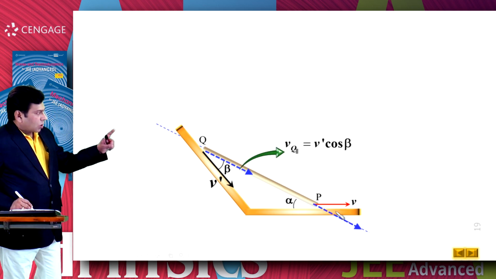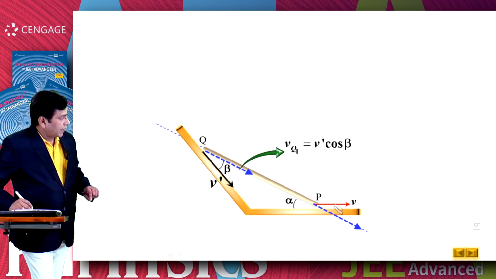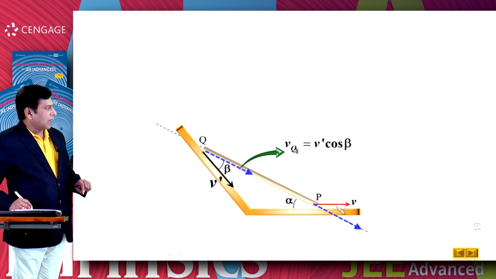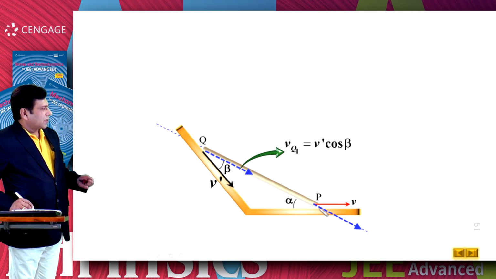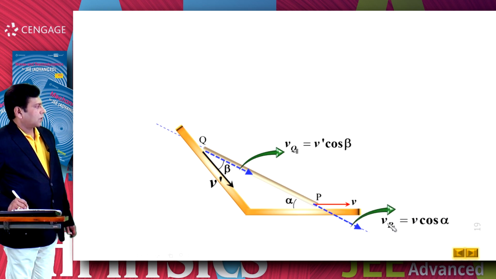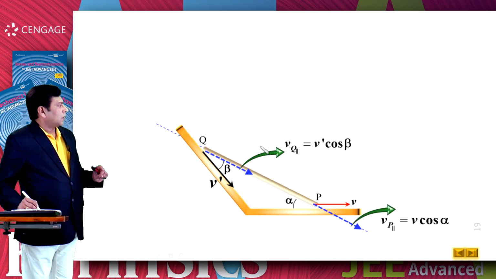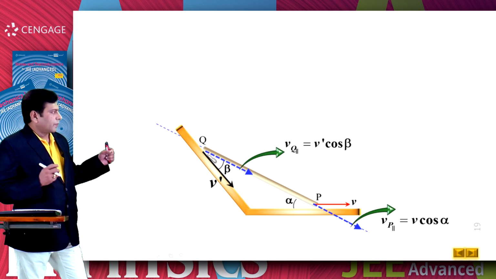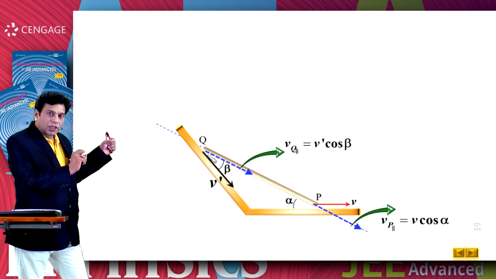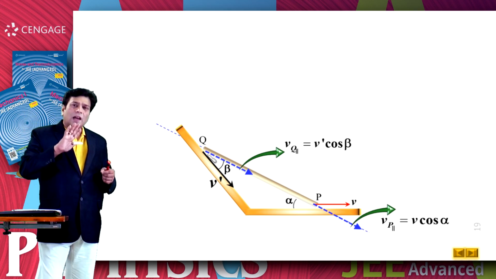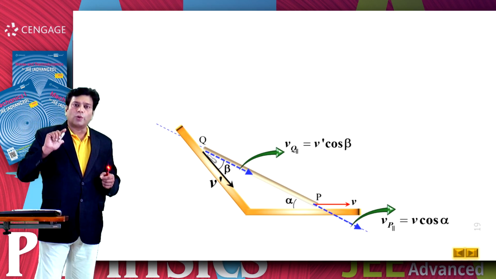Correct? Now come to this point, that is the end point P. We know this angle is alpha, so this angle is also equal to alpha. That means the component of this velocity along the length of the rod should be equal to V cos alpha. Now, if the length of the rod is constant, it means the velocities of the end point should be equal along the length of the rod. That is, the relative velocity along the length of the rod should be 0.